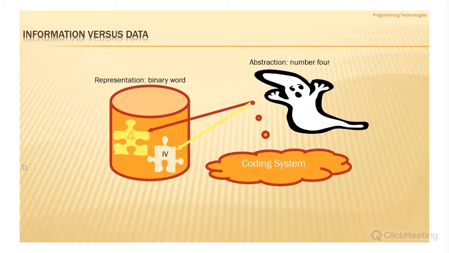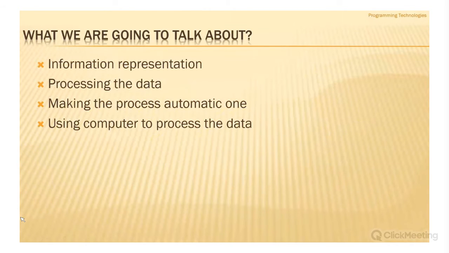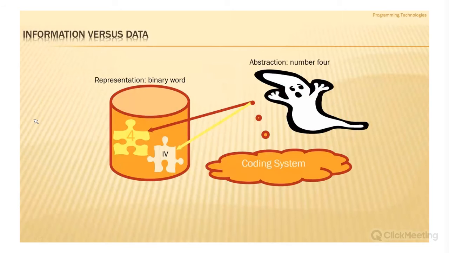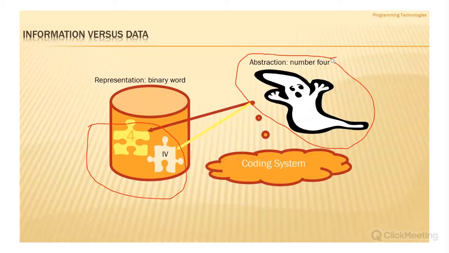On the left side, let me get a pen. Here we have data, and here we have its ghost. It's something that doesn't exist. It's a term. It's a number. It actually doesn't exist. It exists only as a representation. So the answer is coding.